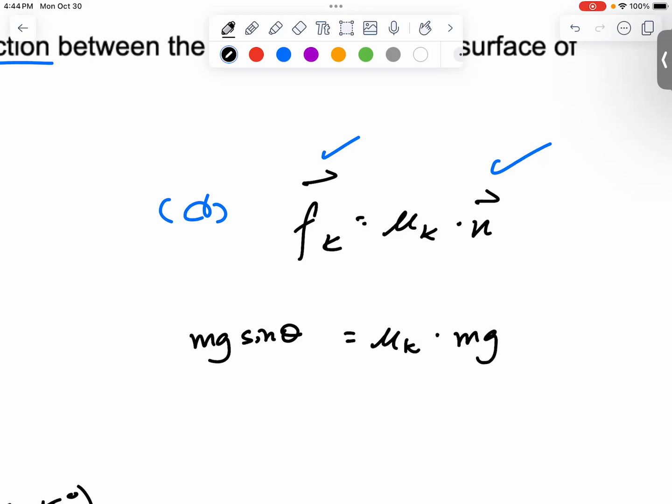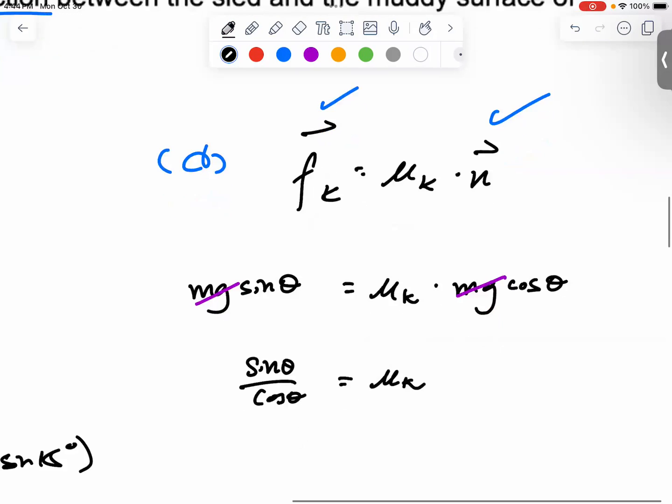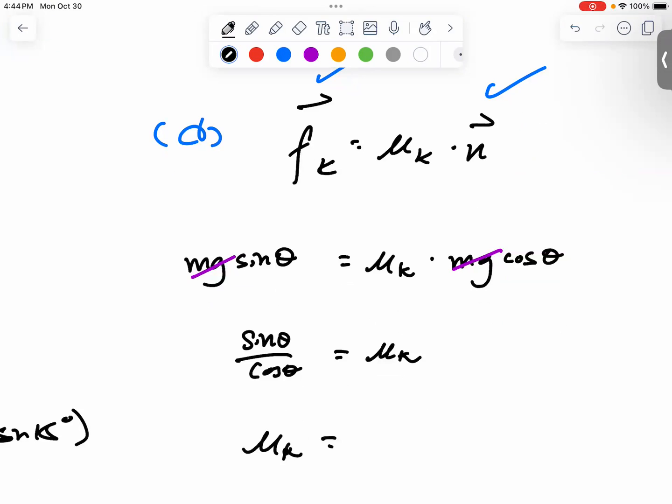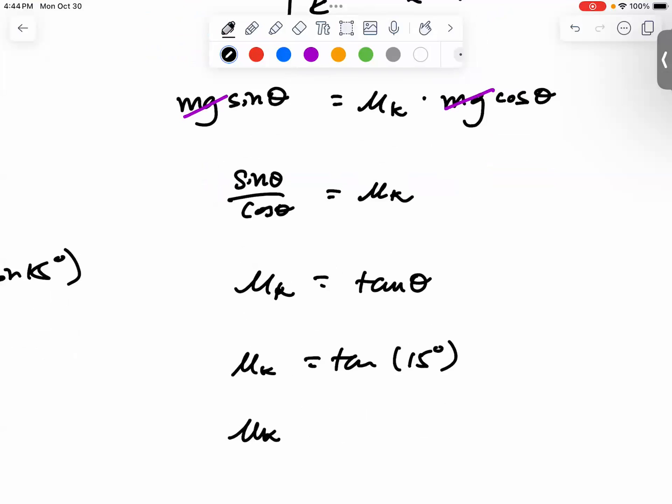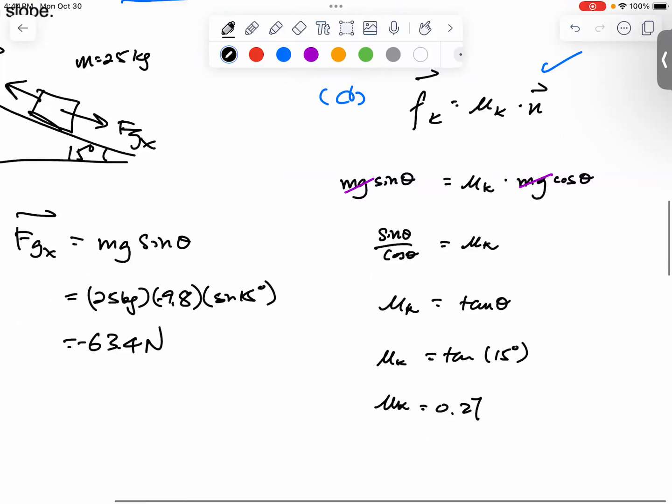Yeah. So this is the second time I think we have seen this, right? So mg will get canceled out. So sine over cosine theta is equal to mu k. So that means mu k is simply tangent theta. And since theta is 15 degrees, mu k is simply 0.27. Okay. So that's now for part D.